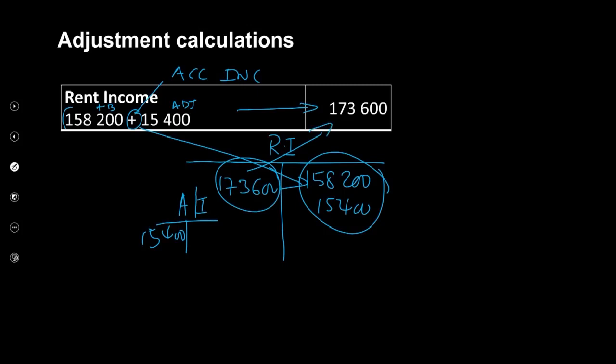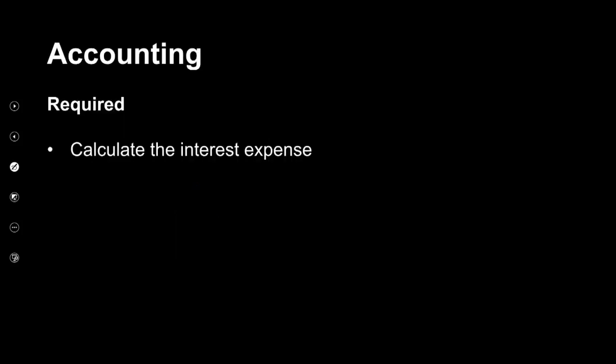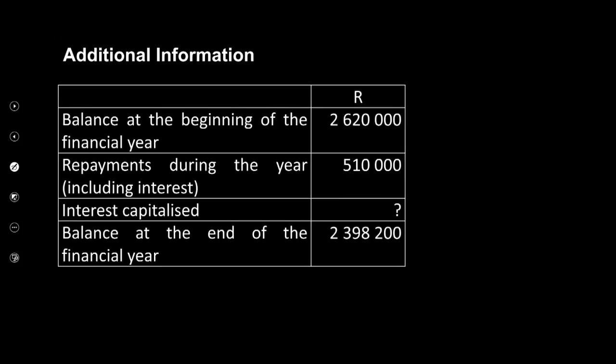Okay, let's look at the next adjustment. It says here, calculate the interest expense. How are we going to do this? We're going to start off with our balance at the beginning of the year, which is 2,620,000. Repayments during the year, including interest, was 510,000. The interest capitalized is my unknown, and my closing balance is 2,398,200.